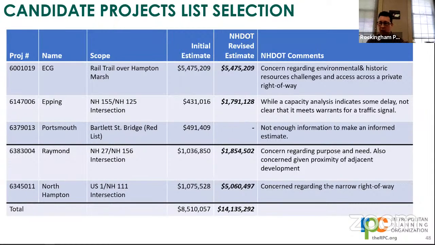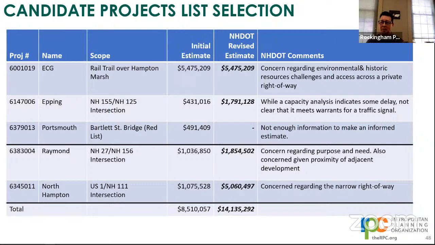Northampton, that US 1 and 111 intersection, the narrow right-of-way there was the large concern. And so that, based on what was in the Route 1 corridor study, drove the cost of that up. That's now estimated to be about a $5 million project to address that. Instead of the $8, $8.5 million that we submitted, it's about $14 million worth of projects.